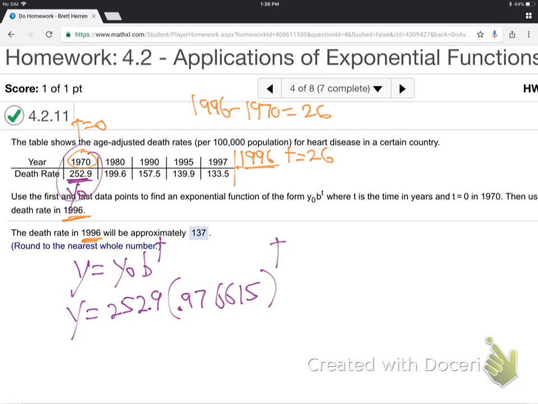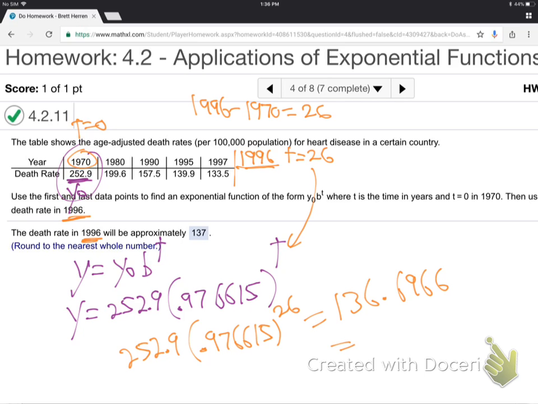So you're basically saying, take t is 26 and plug it in right there. That's what they're saying. So it was going to be 252.9 times 0.976615 to the 26th power. So I'm going to do that. I did it. I got 136.6966, which rounds to 137. The death rate will be about 137.